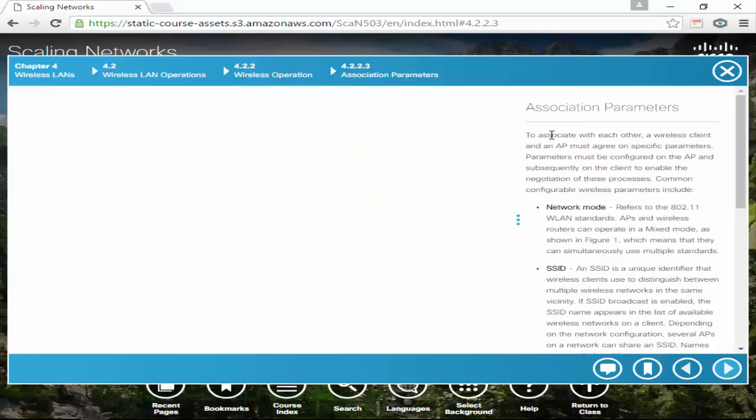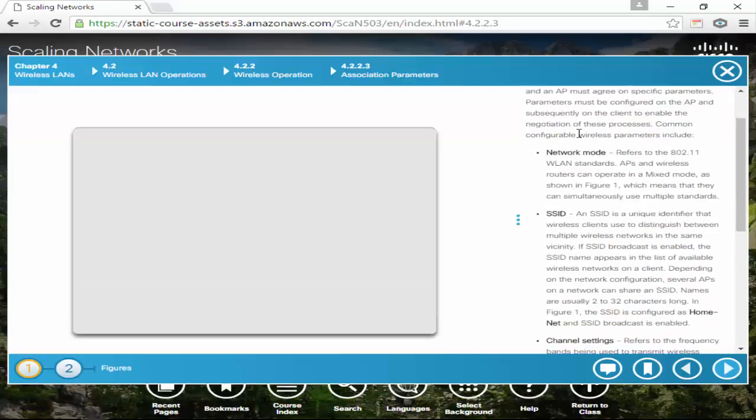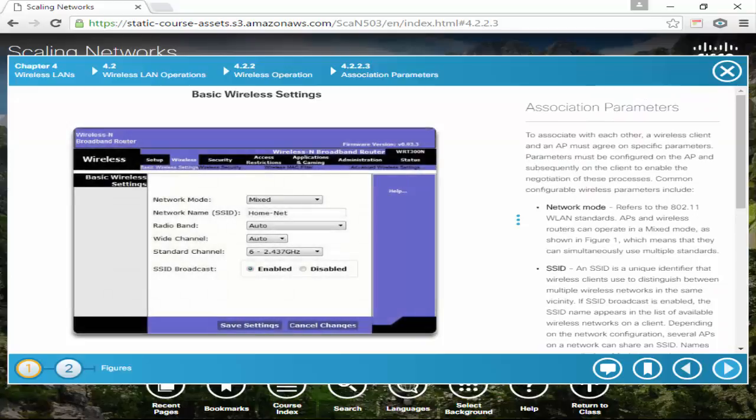So what are we associating with? Well, if you don't have a home router, you would see this. And by the way, if you're using a home router and using mixed, you're wasting half your network, in my opinion.